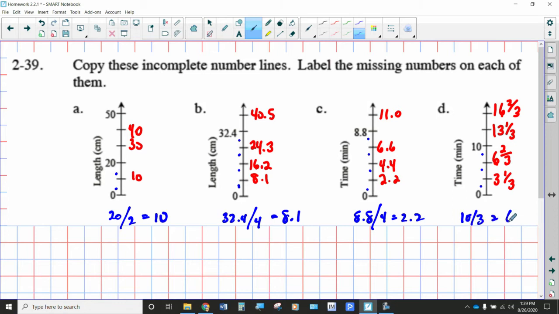You could have said, no, that's not 6, it's 3. You could have done it as a repeating decimal of 3.3 repeated. So this is 6.6 repeated, and then 9.9 repeated, which is the same thing as 10. So there you go for scaling, and make sure you know the process. How far did you go and how many steps did it take you to get there, to figure out the unit rate, which would be the distance per step.